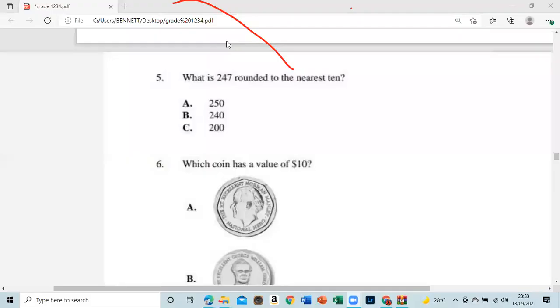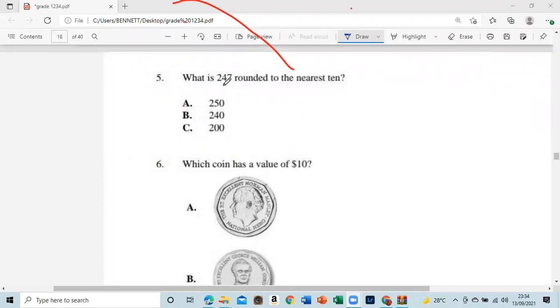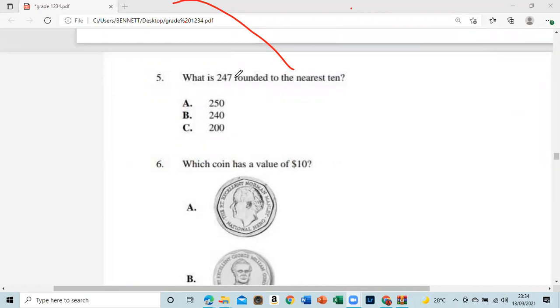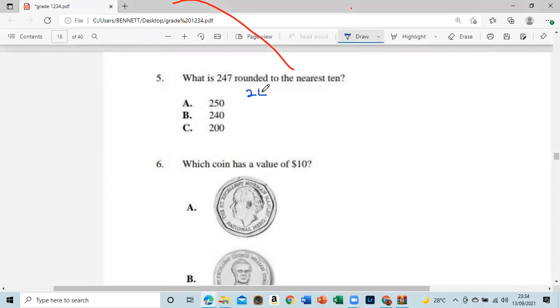On to number 5. What is 247 rounded to the nearest 10? When they say the nearest 10, it's either 240 or 250, because it's 10, not 100. If it was the nearest 100, it would be either 300 or 200. If you don't know this, you need to go do a video on hundreds, tens and rounding. So let's put it in perspective. It's either 240 or 250.